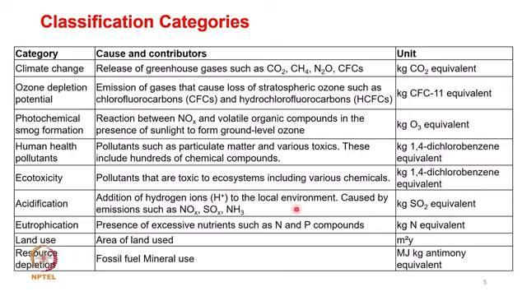NOx and SOx and ammonia and so on and so forth. This is computed as kilogram of SO2 equivalent. Next is eutrophication, which is the presence of excessive nutrients such as nitrogen and phosphorus compounds. This is kilogram of nitrogen equivalent. And land use, of course, the area of the land use, this is of kilogram of N equivalent. And eventually resource depletion, the fossil fuel which is for mineral use, which is typically computed as antimony equivalent. So these are the corresponding classification and the corresponding conversion.